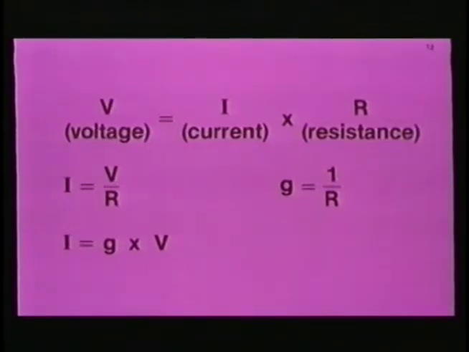Conductance, G, the reciprocal of resistance, is a more useful term for our purpose, since it indicates the ease with which each ion can cross the membrane. Substituting the conductance factor for the resistance factor, we now have current equal to conductance times voltage.